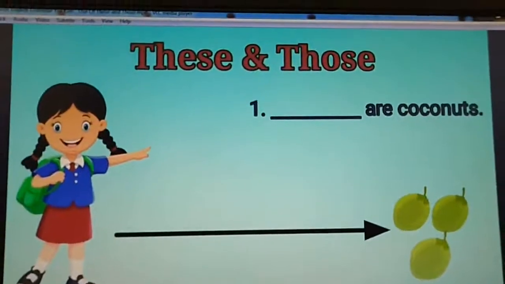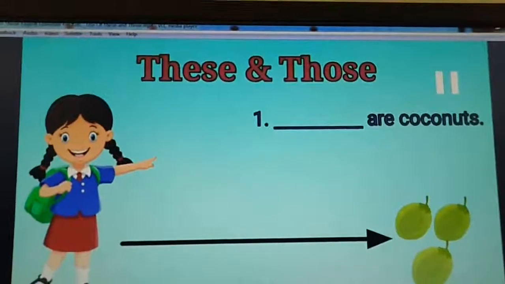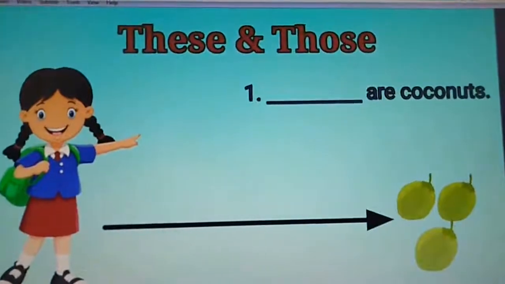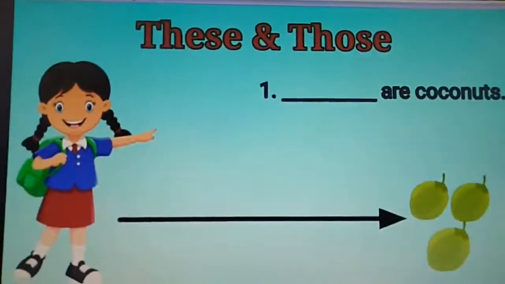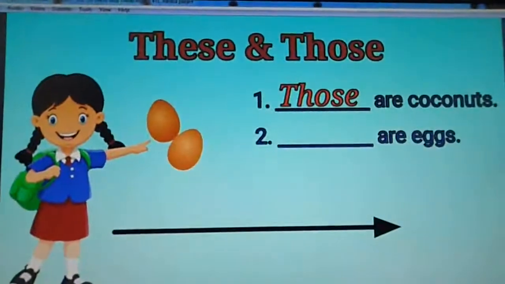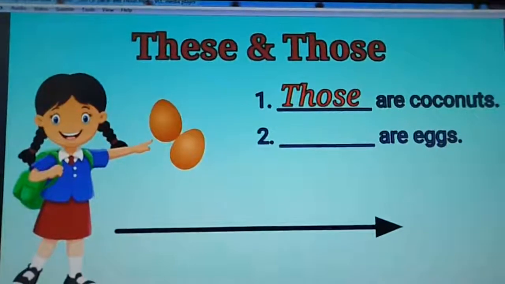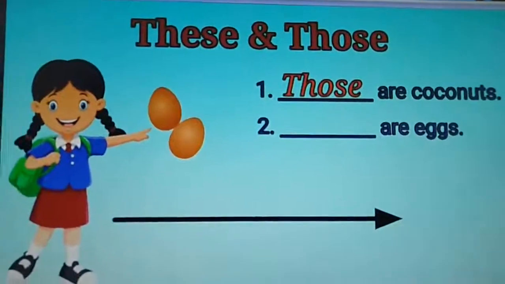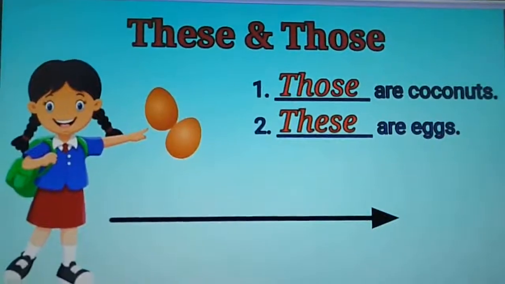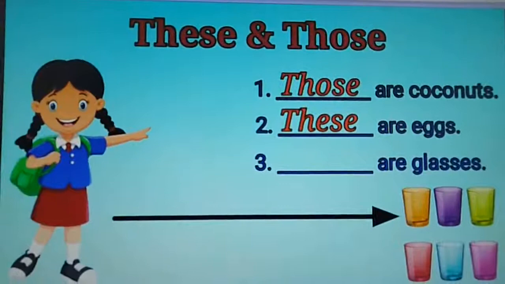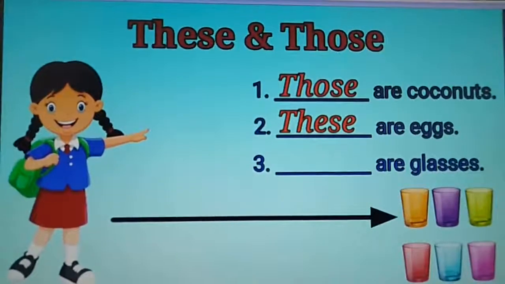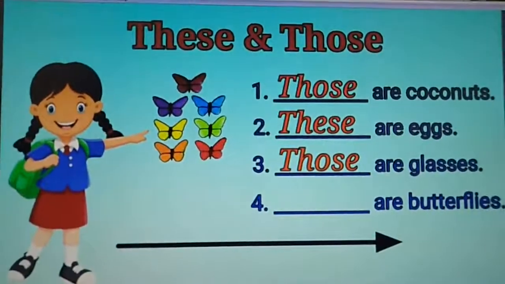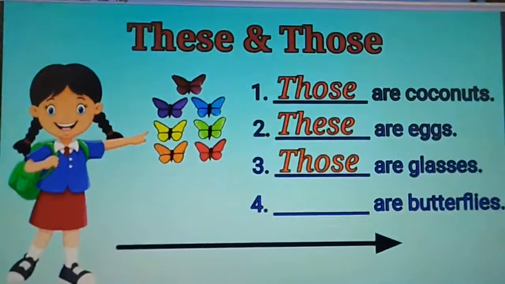So here you can see now, dash are coconuts. Yes, children, we say these are coconuts. The next, dash are eggs. These are nearer. We say these are eggs. Next, dash are glasses. They are far away, so we use those. Those are glasses. Dash are butterflies. These are close, children, so we say these are butterflies.